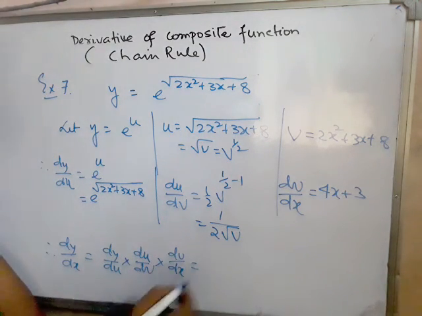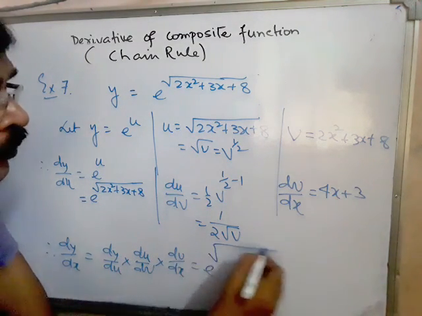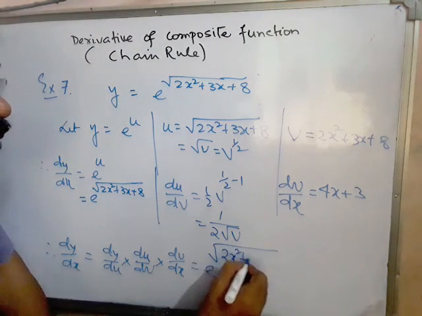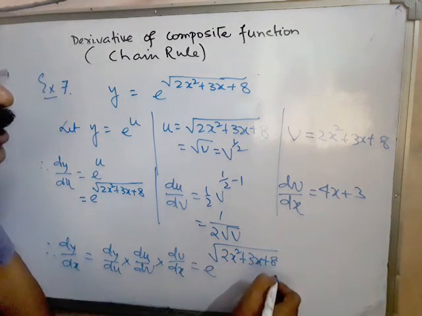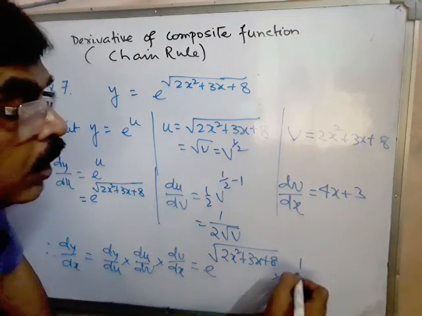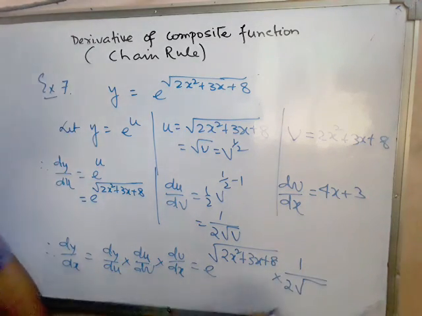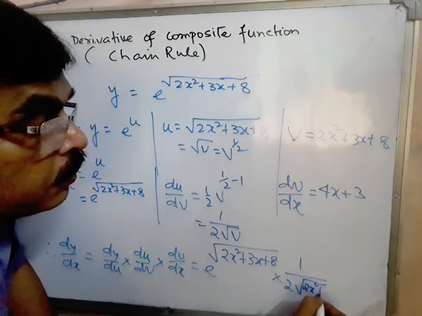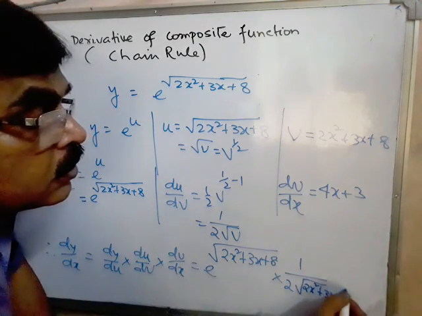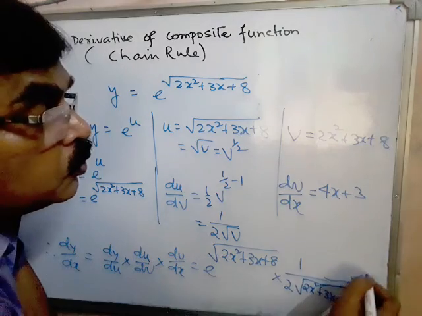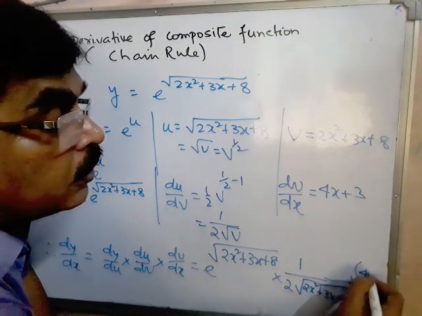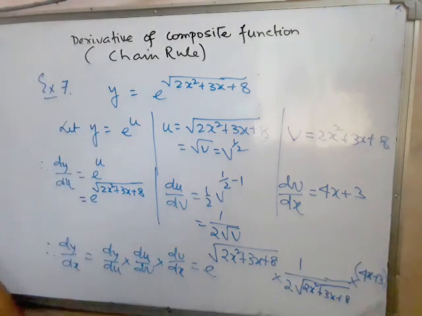So therefore e to the power root over 2x square plus 3x plus 8 into 1 by 2 root v, v means 2x square plus 3x plus 8, into 4x plus 3. So this is the final answer.